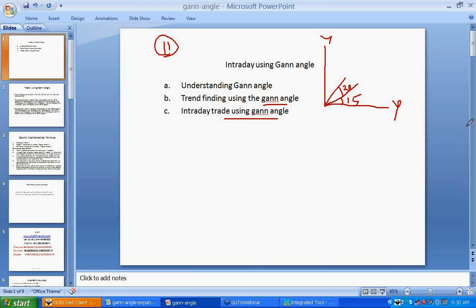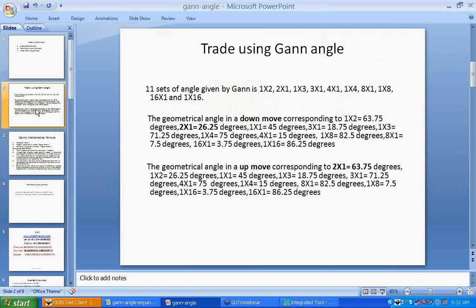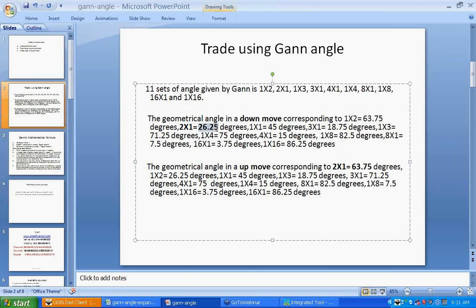However, WD gann has given us 11 set of trend lines which we need to follow. So in these two ways we can draw these lines. One is from the X and Y axis, from low to high, and another is also from the X and Y axis, from high to low. So in two different ways we can draw it, and every trend line makes a different angle. So this 11 set of trend lines: 1 by 2, 2 by 1, 1 by 3, 3 by 1, all these things, it is associated with 1 degree. So 2 by 1 trend line means 26.25 degrees.